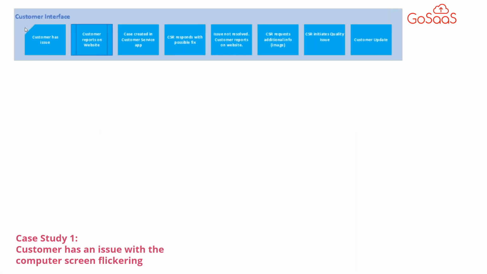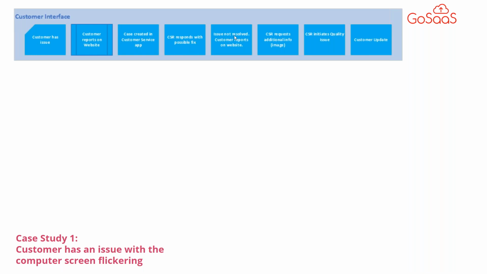So what we're going to do is we've got the customer interface. So the customer has an issue. They report it on the website. They can pick up the phone and report it. There's lots of ways to get it in, but in this case, they report it on the website. A case is created in customer service app. The customer service rep responds with a possible fix.